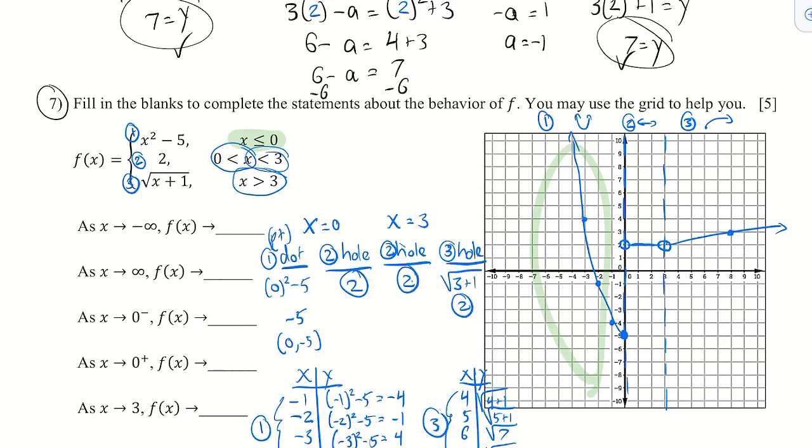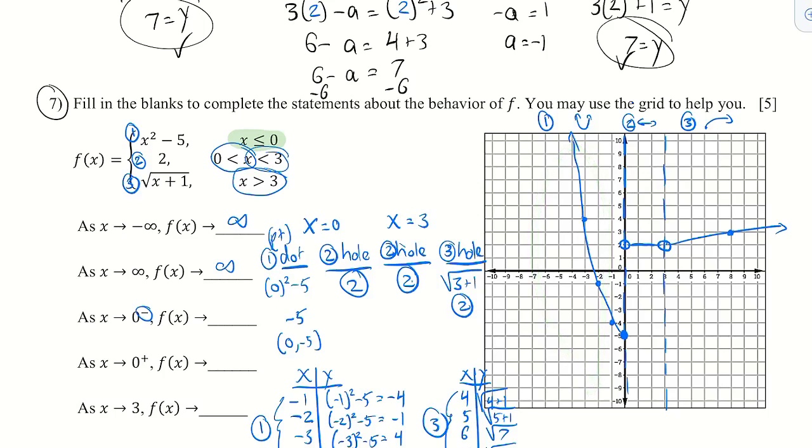A couple of things: as x goes to negative infinity, the y value is going up to positive infinity. As x goes to positive infinity, it is also going to positive infinity, so infinity, infinity. From the left-hand side, that's what that negative means. From the left-hand side, I'm going in this direction.